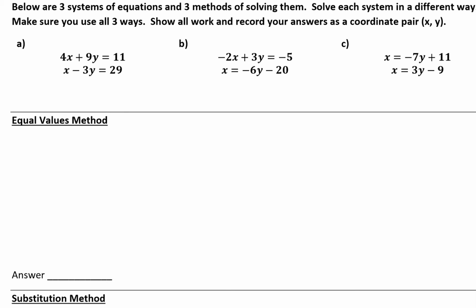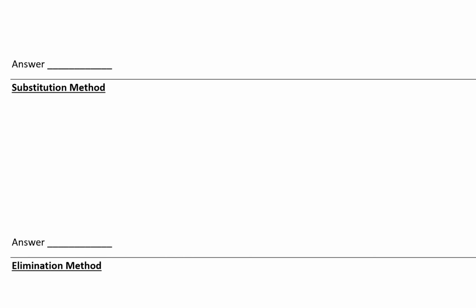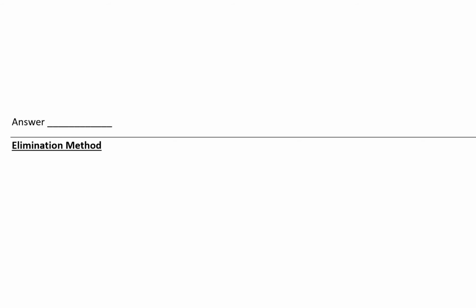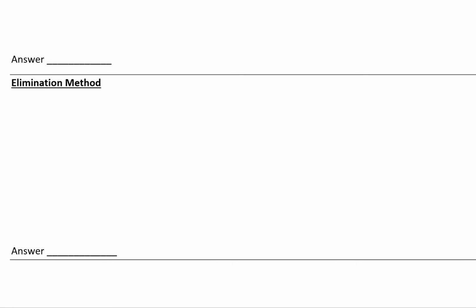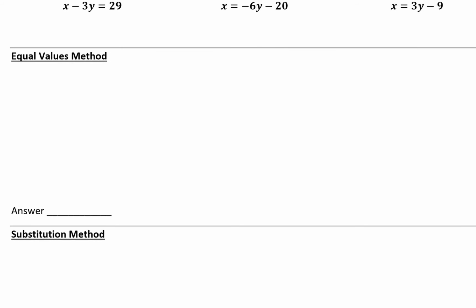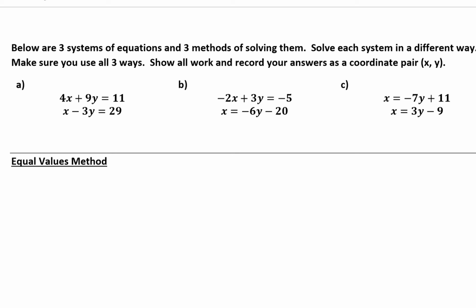So on the final page of this test, you're presented with three systems of equations. You are asked to solve one of those systems using the equal values method, one using substitution, and one using elimination. And honestly, you can do whichever one you want. I'm prepared to look at all of those.